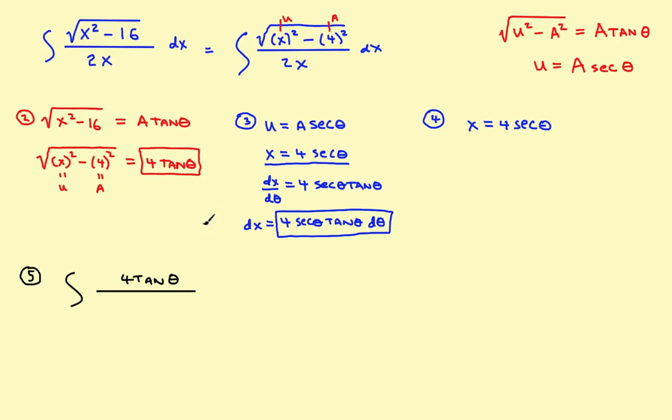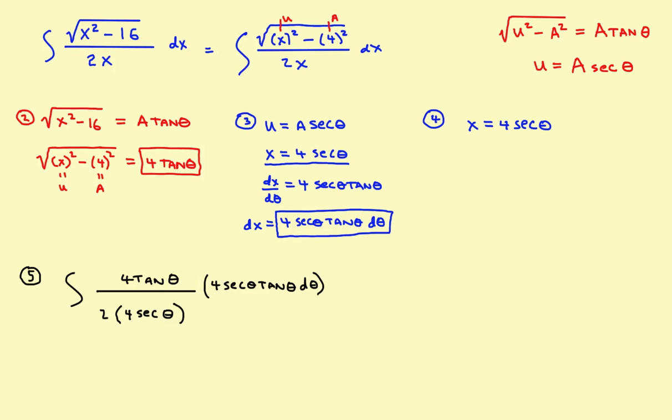Now in the denominator, you've got the constant 2, and it was x, but x is equal to 4 times the secant of theta. So we'll replace that with 4 times the secant of theta. And then finally, in place of dx, replace it with what it's equal to, which would be 4 times the secant of theta, tangent of theta, d theta. So just change each of the 3 parts into what they're equal to.